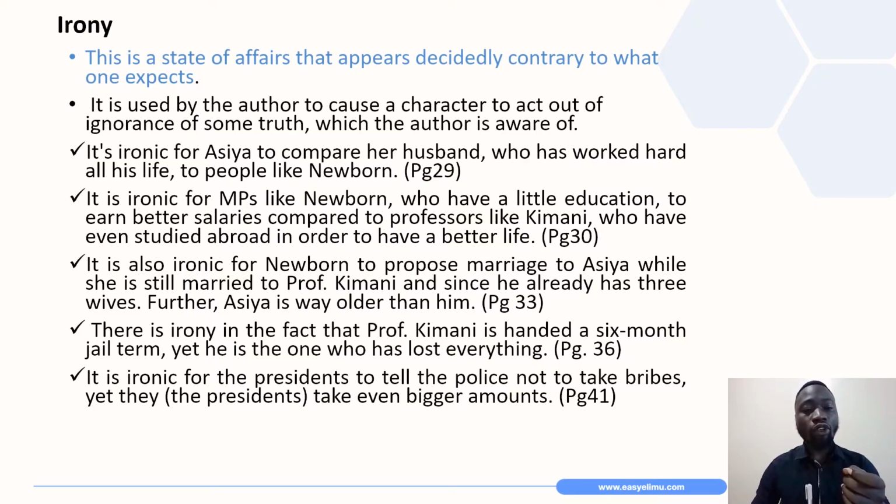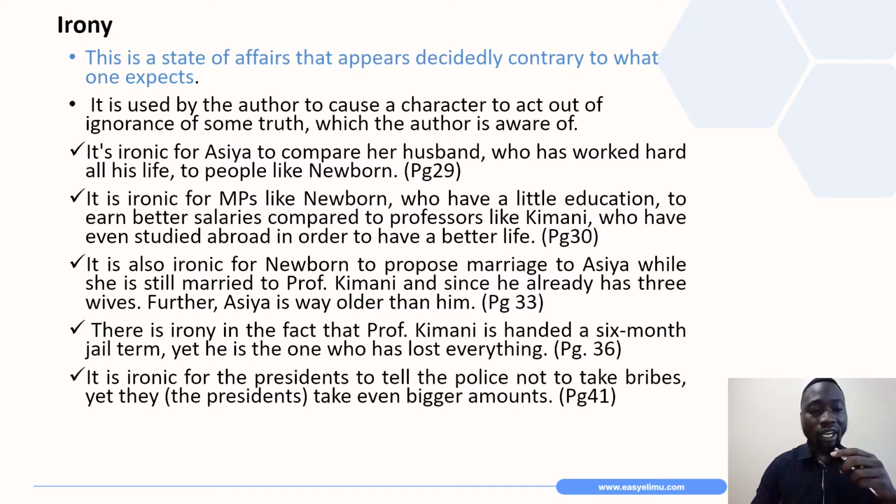So there's also irony in the fact that Professor Kimani is handed a 6 month jail term, yet he is the one who has lost everything. Number one, he has lost the child, his daughter. He has lost his wife Asia. Next he is demoted, and finally loses his job, and is still being jailed. So you can see that.